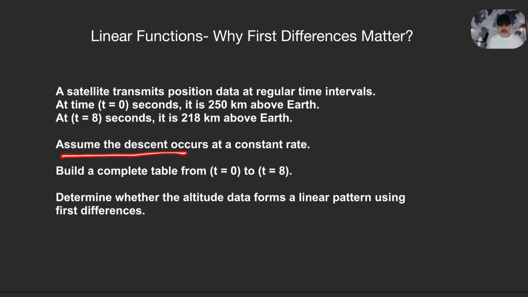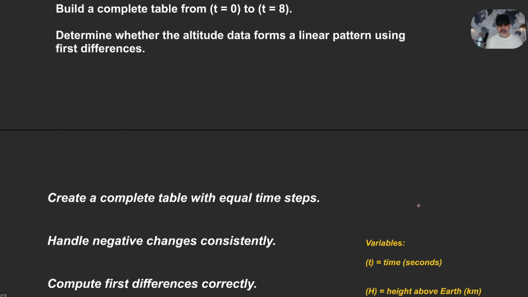And then with the following assumption that descent occurs at the constant rate, we have to build a table of values complete, which means we start at 0, finishing with 8. So you have to plug in the numbers in between. And based on the table of values, we have to determine the patterns using the first differences. So let's see how that is going to work for us.